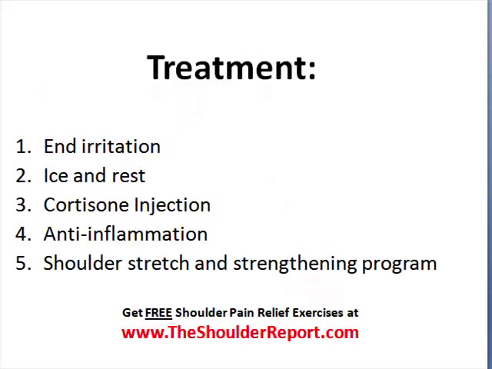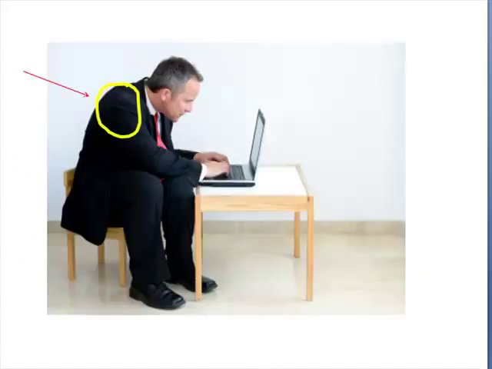Now, the treatment, there's a couple of things you can do for rotator cuff impingement. Firstly is to end the irritation, whether it be the habitual chronic position of your shoulder. I included this picture specifically to show you where your shoulder is hunched and the arm is sort of jammed up into the shoulder joint.